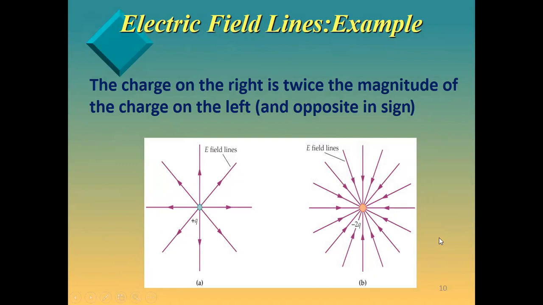On the other hand, we can see that the number of lines here is very high compared to this charge. That means this charge is bigger than this charge. When we count the numbers, we see that here we have about 8 lines and here we have 16 lines. That means that this charge is double this one.